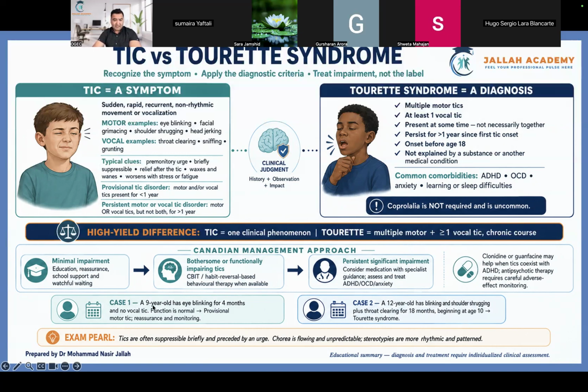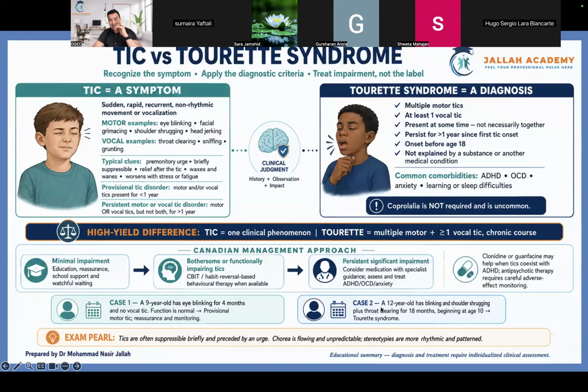So for the tic, a 9-year-old has eye blinking, so it is only motor, okay? For 4 months, so less than 12 months, and no vocal tic, so it is only motor. Function is normal. So what is this? It is a provisional motor tic: reassurance and monitor. For this, we don't do any treatment.